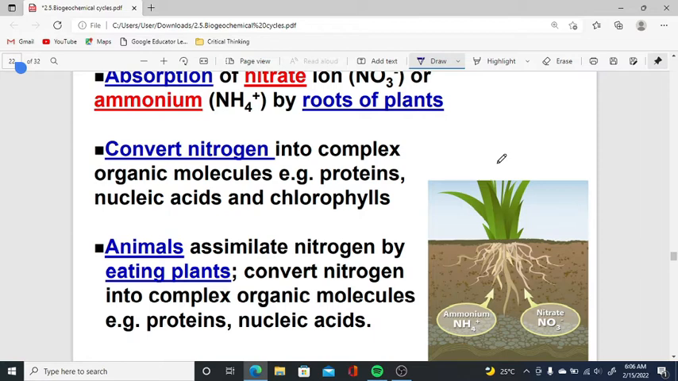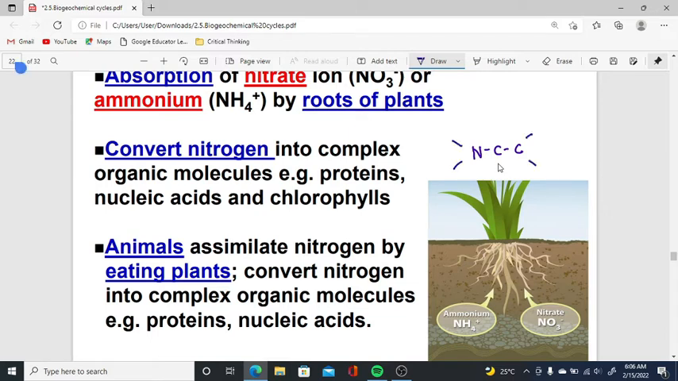Kalau awak ingat lagi, kita lukis monomer for protein, amino acid, kan awak buat NCC, ingat tak NCC? So ni ada nitrogen dalam protein ataupun dalam amino acid, yang NCC ni lah.